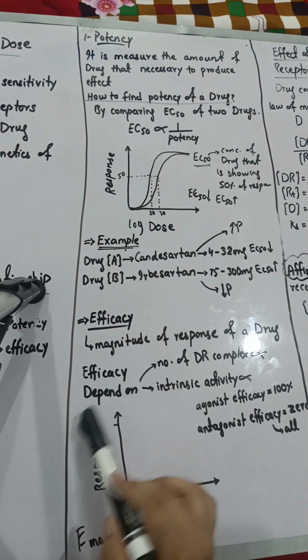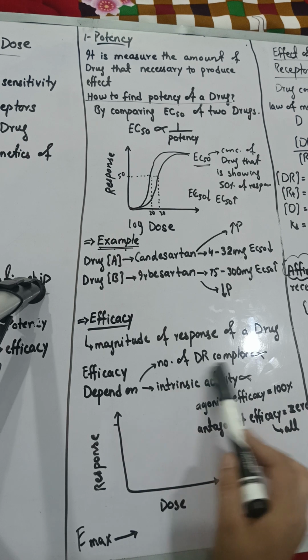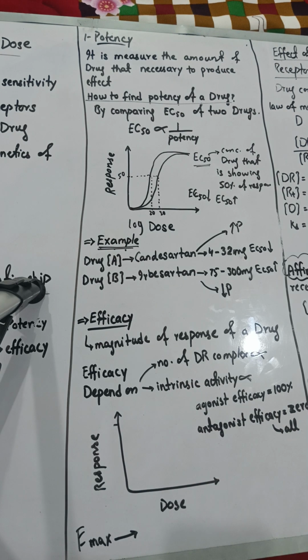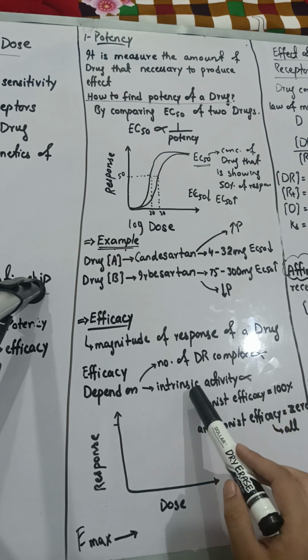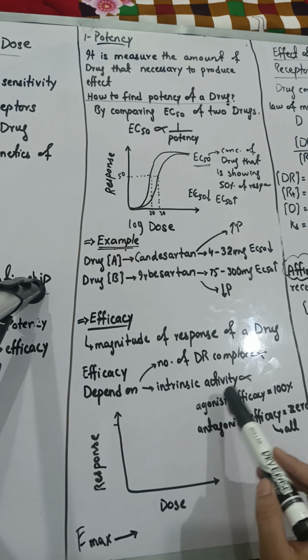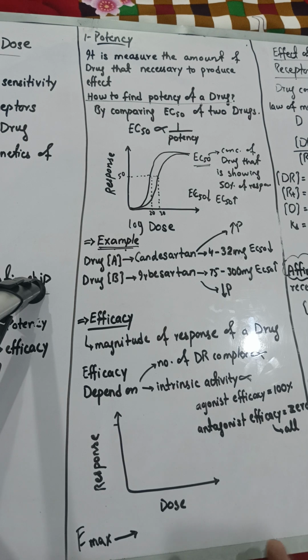Your efficacy is depending upon your DR complex. What is the DR complex? Drug receptor complex. The more drug receptor complex forms, the more will be the efficacy, the more will be the response. So it has a direct relation. And second, it depends upon the intrinsic ability. What is meant by intrinsic ability? It is the ability of your drug to bind with the receptor and to show the cellular response. This is called intrinsic activity. The more the intrinsic activity, the more will be your efficacy.